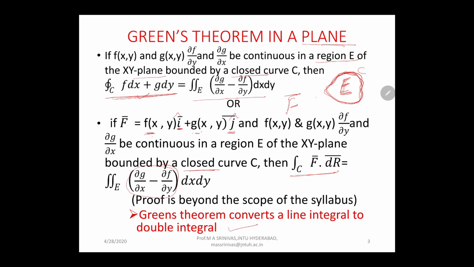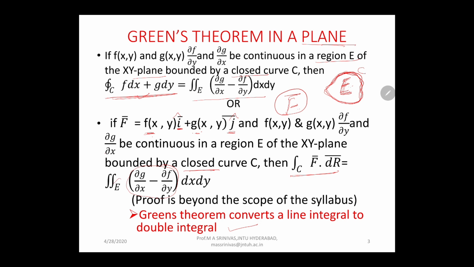Whenever you have a line integral of f bar along C, from f bar, because f bar is a vector point function, it will have the x component, y component. Find the difference of the partial derivatives of the y component with respect to x and the x component with respect to y, that is ∂g/∂x minus ∂f/∂y. Now that line integral is equal to the double integral over E of (∂g/∂x minus ∂f/∂y) dx dy.